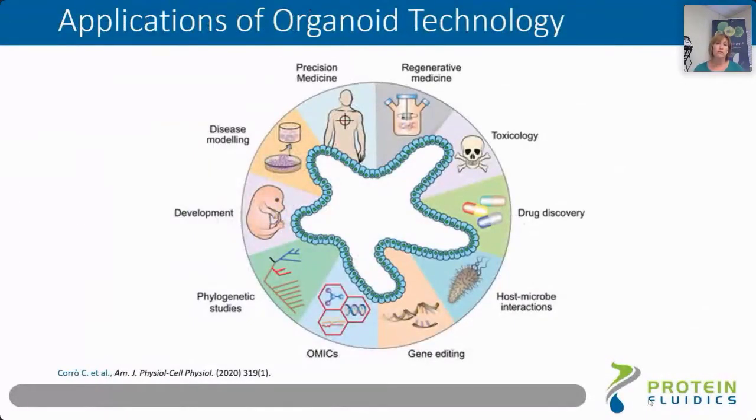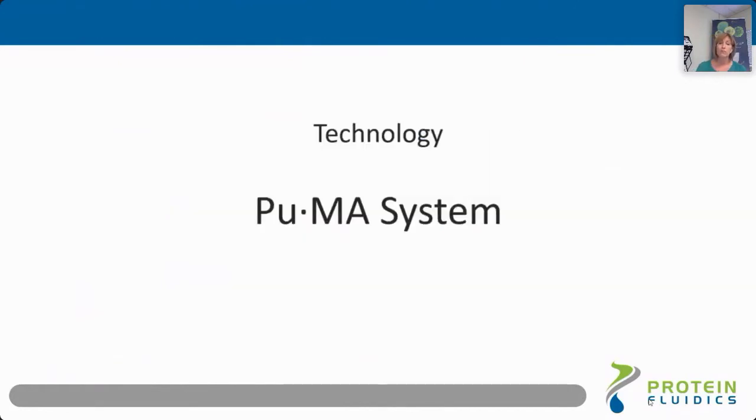Now, organoids are becoming one of the mainstream cell culture tools in many biomedical fields, and they're being used more and more in many different areas, including disease modeling, development, precision medicine, toxicology, drug discovery, and many others. And at Protein Fluidics, we have developed the microfluidic-based Puma system that can help scientists in a variety of organoid-based applications.